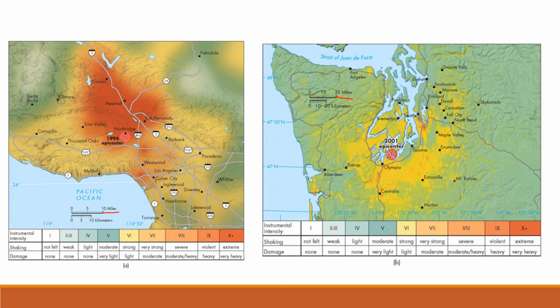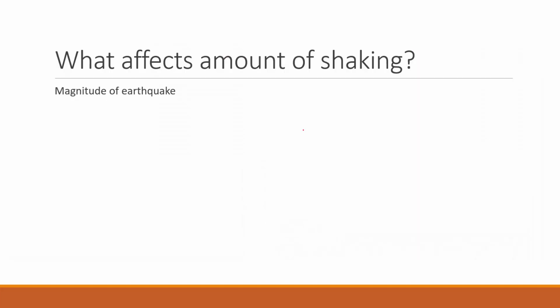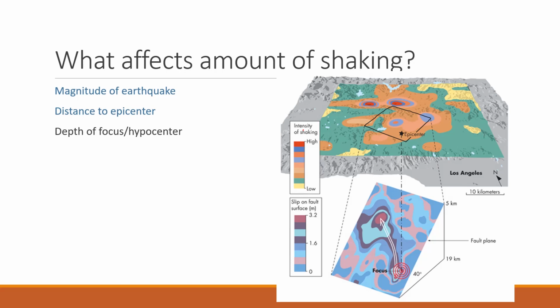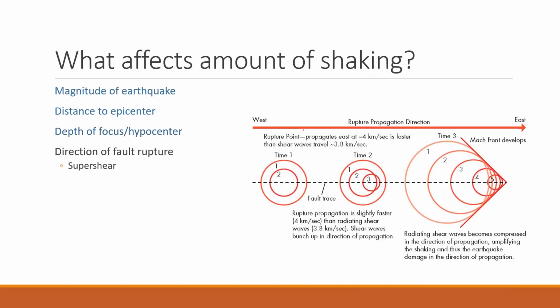How much it moves is going to be dependent on what rocks it's moving through. Certain rocks are easier to move through than others. So the amount of shaking is going to be determined by the magnitude of our earthquakes, obviously. The distance to the epicenter, the closer you are, the more shaking you have. The depth of the focus or hypocenter, deeper earthquakes have less shaking because the energy has to move further. You have to think about whether your epicenter is really far from your hypocenter as well.